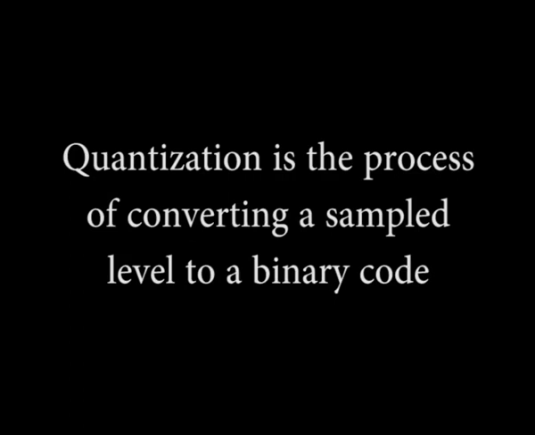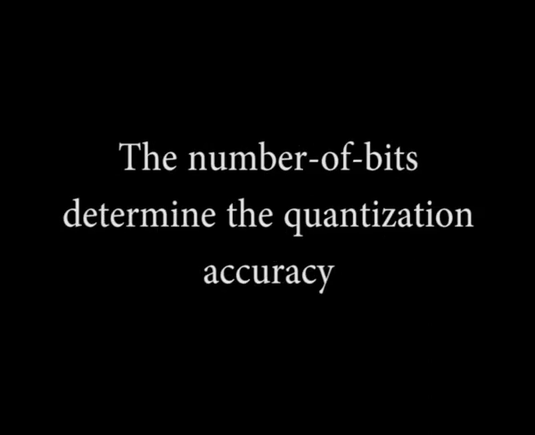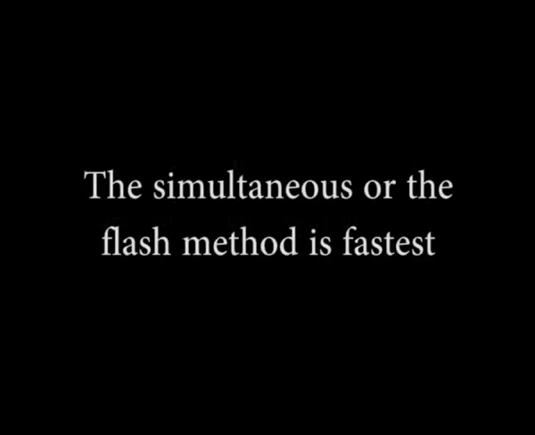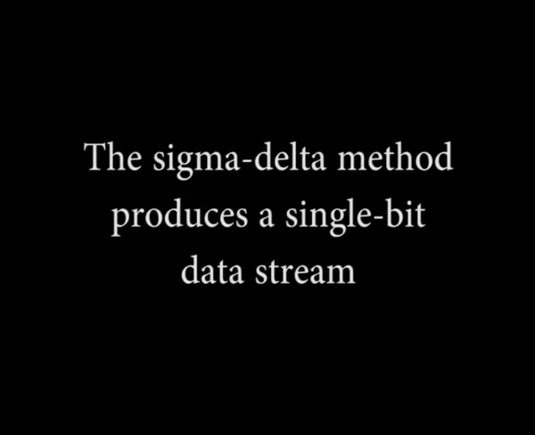Quantization is the process of converting a sampled level to a binary code. The number of bits determines the quantization accuracy. The simultaneous or flash method is the fastest. The sigma delta method produces a single bit data stream.